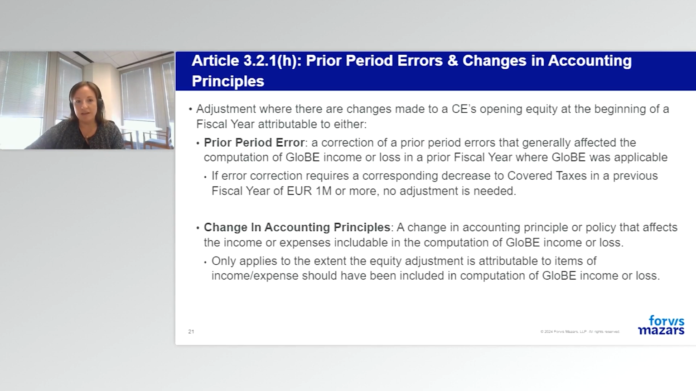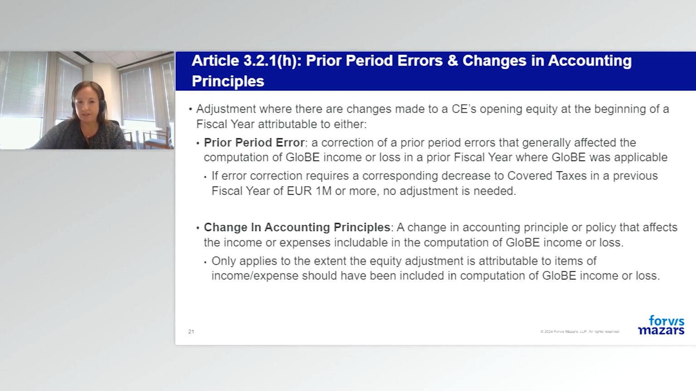However, if the correcting error would require a corresponding decrease to your covered taxes in a prior fiscal year of 1 million euros or more, then no adjustment would be needed in the current year, because you would be expected to go back and reflect that change in the period in which it occurred, just due to the magnitude.